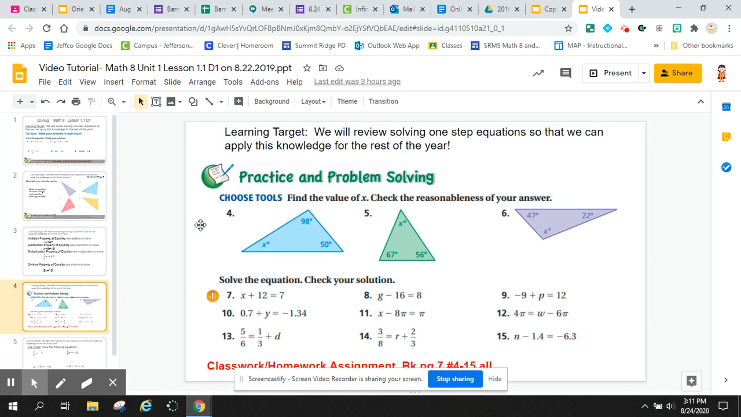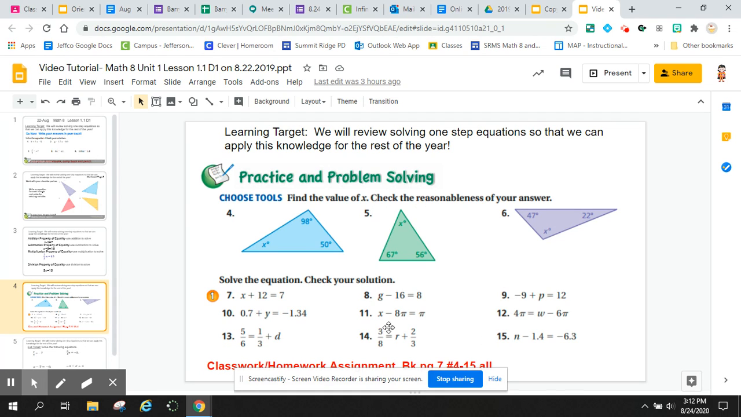This slide here is clearly your homework. I will clearly label it classwork homework for you. Oops, it's down here. I could barely see it doing the Screencastify. You have classwork homework, and it's telling you which problems I want you to do. It's problems 4 through 15. Get those done, show your work.